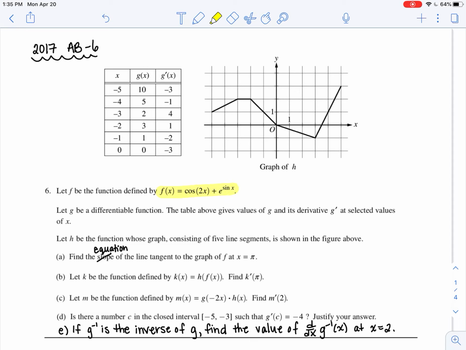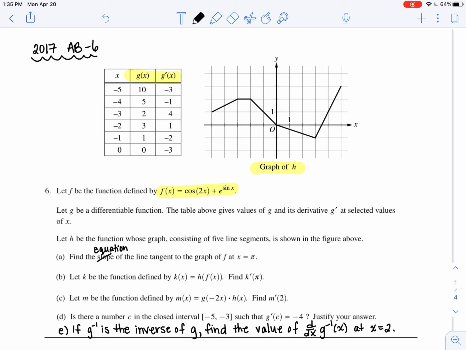You will notice when you take a look at this problem, there's an f of x, there's a g of x, and there's an h of x. So you have a combination of a couple different kinds of functions. I did a little modification of the existing AP Calc problem. For part A, I want to do the equation of the tangent instead of just the slope, so we could practice some of that linear approximation stuff.